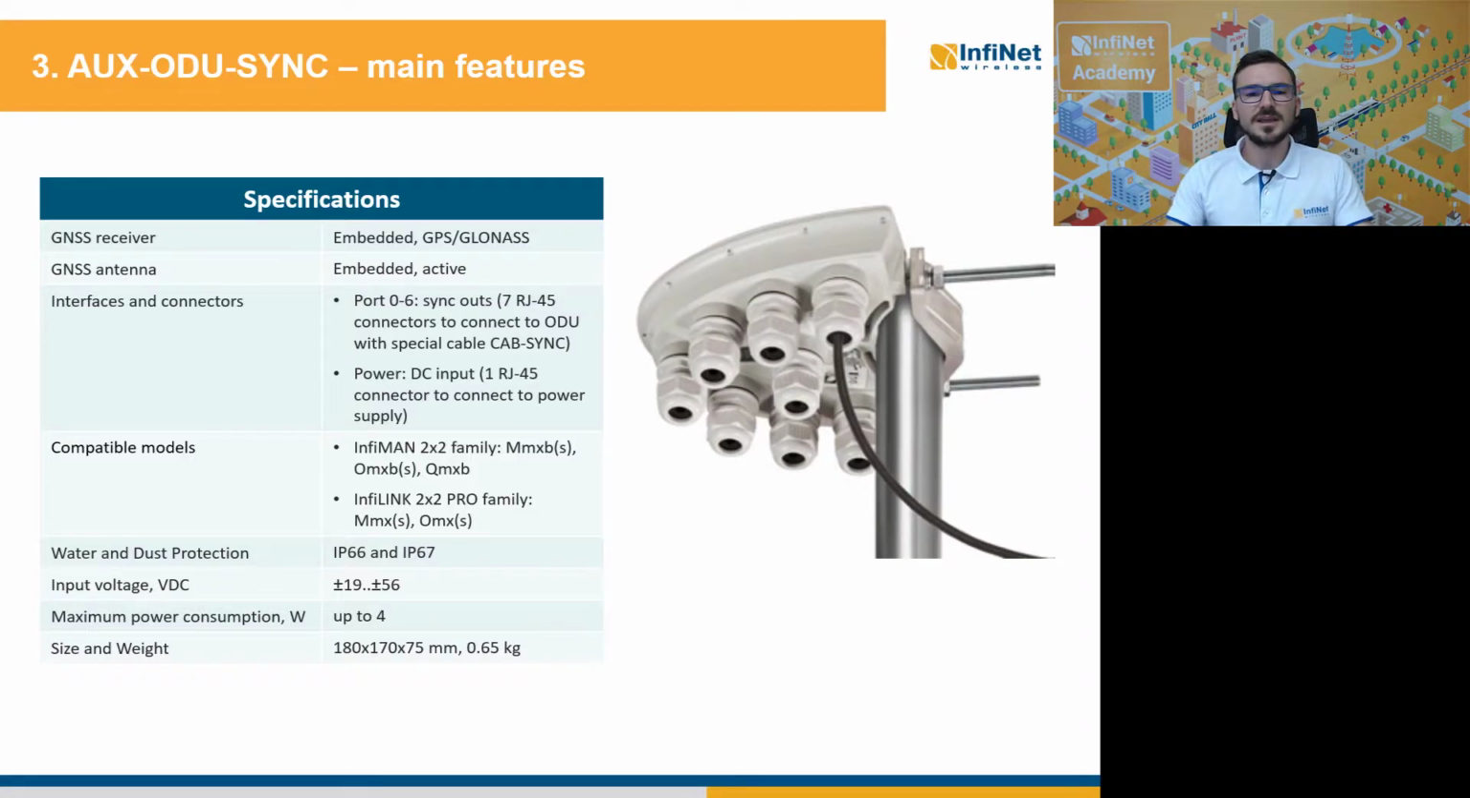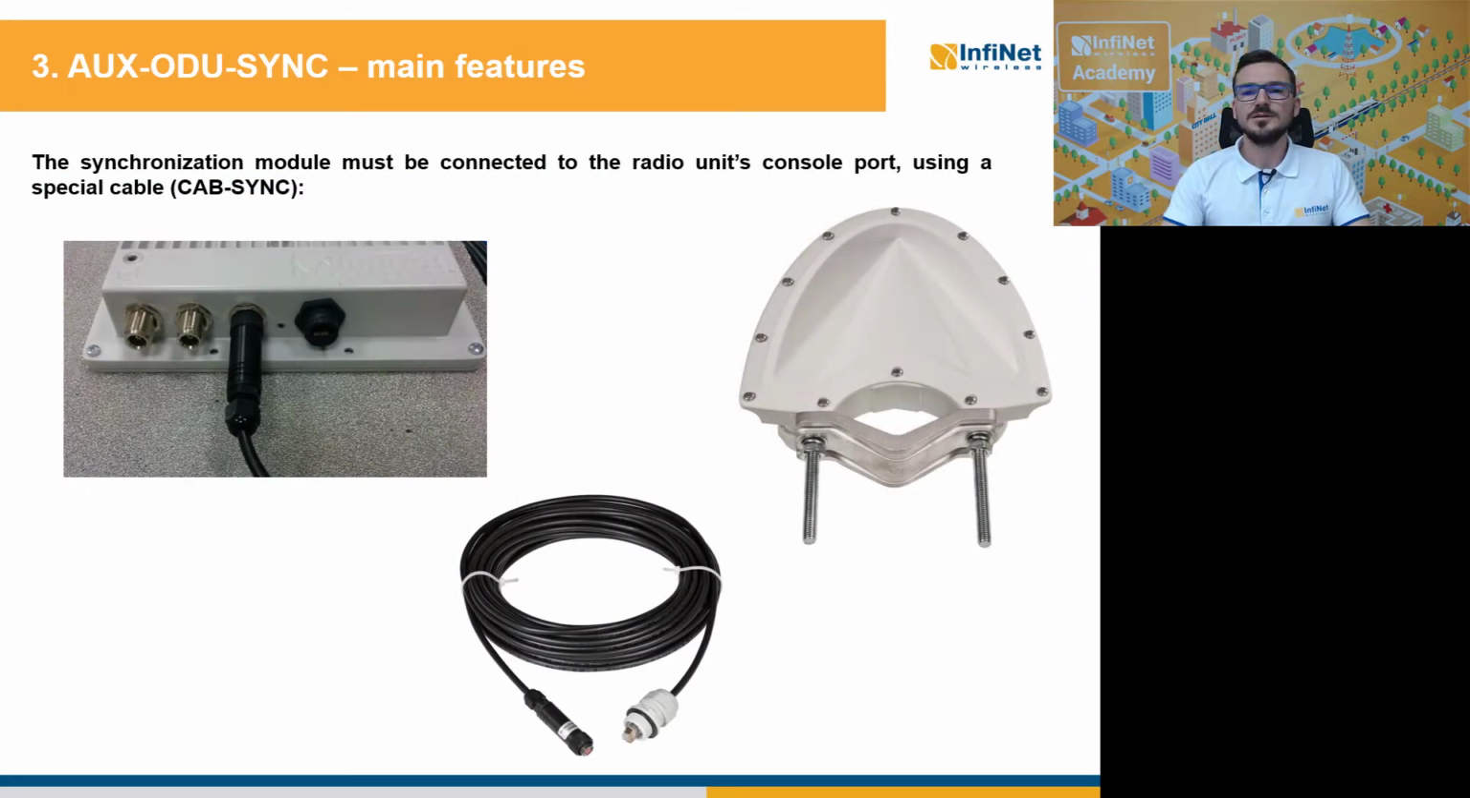Of course, you must have sync devices at each base station site. The transmission within the Infinet Wireless networks is controlled by the master units, so it is enough to synchronize them and the whole network will be in sync. There is no need to use synchronization devices for the subscribers. The connection between the sync device and the Infinet radio units is done using a special cable called Cab Sync, which must be ordered separately. It can have various lengths depending on your requirements.